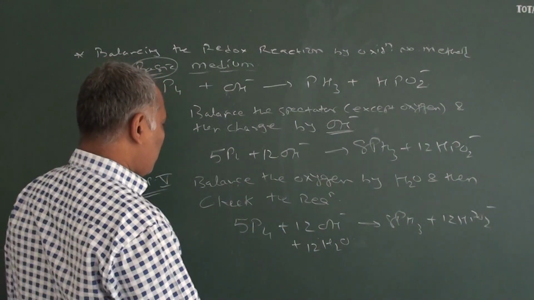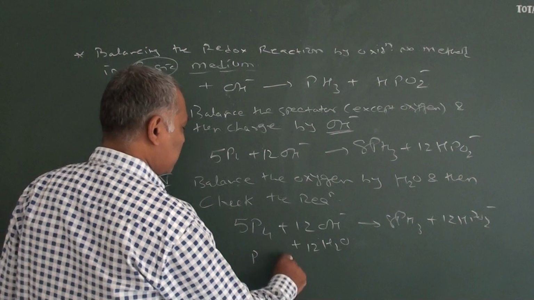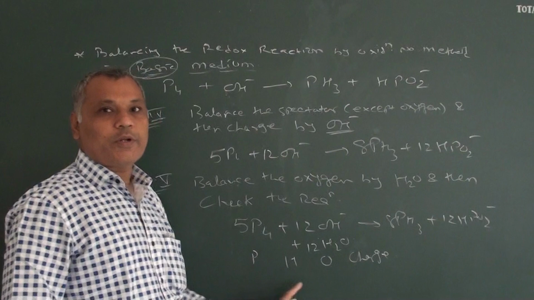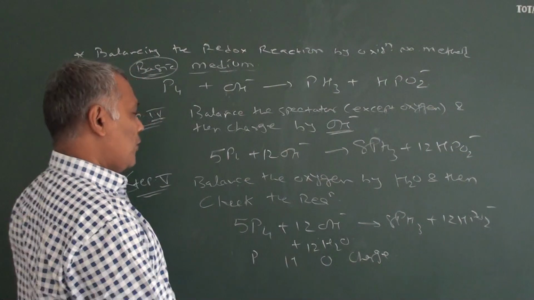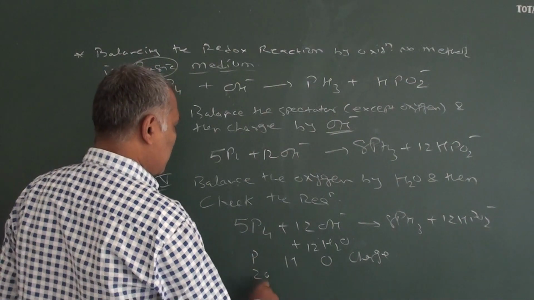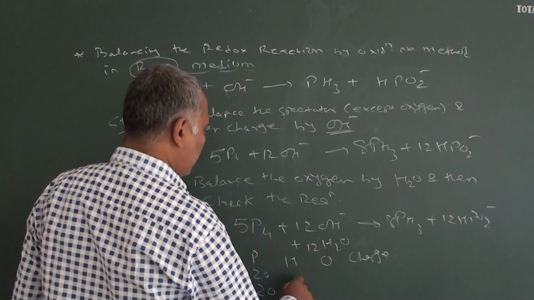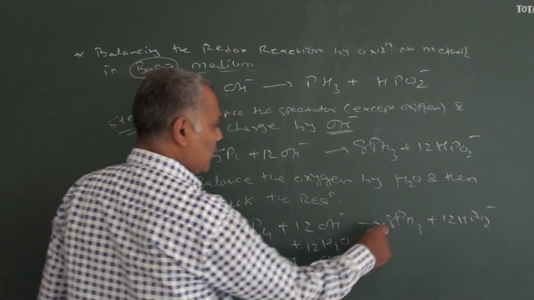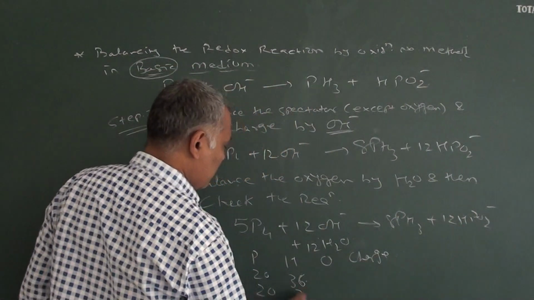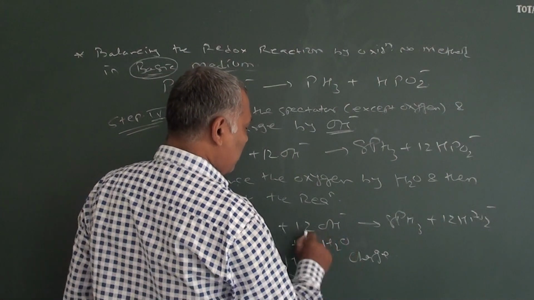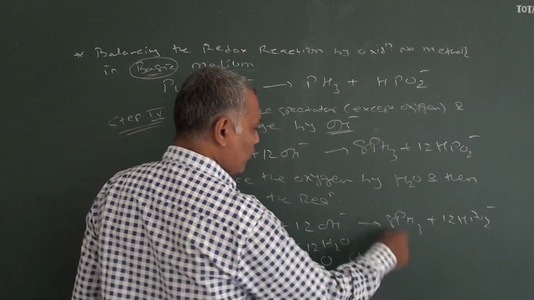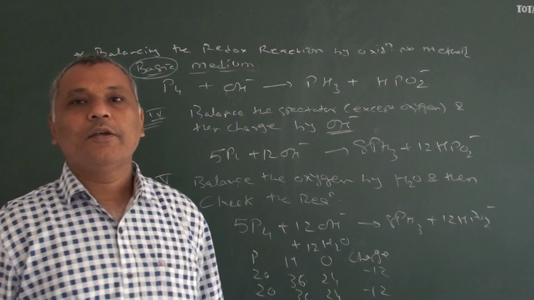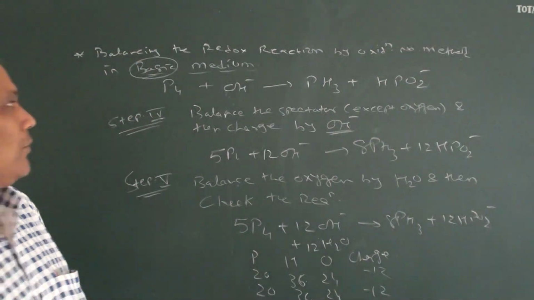Now let's check what we are going to get. Phosphorus, hydrogen, oxygen, charge. For the LHS, 20, 20. Hydrogen, 12 plus 24, 36. 12 plus 12, 24, 24. Charge, minus 12, minus 12. So that means we got it as a balanced reaction.